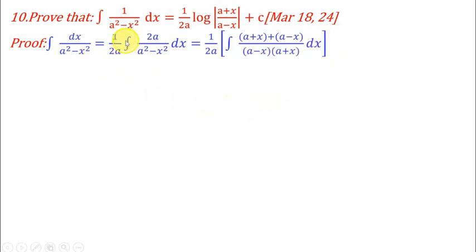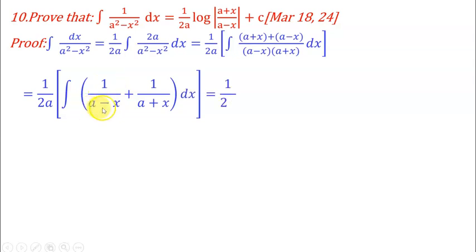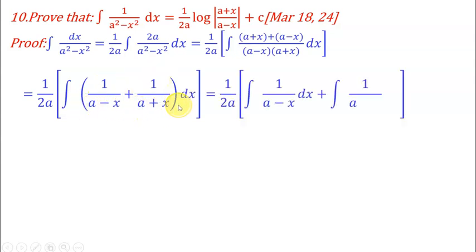Again, this can be written as adjust 2a to the numerator and the denominator. Split up this, that is a minus x and a plus x. Now arrange this numerator like this, a plus x plus a minus x, and again split it up, that is a plus x upon a minus x into a plus x. A plus x will get cancelled, and next a minus x will get cancelled. Then you will get here 1 upon a plus x. See this here: 1 upon 2a integral 1 upon a minus x plus 1 upon a plus x dx.